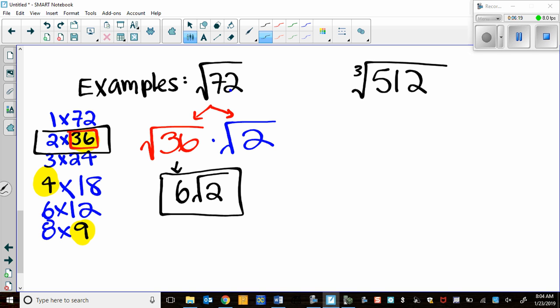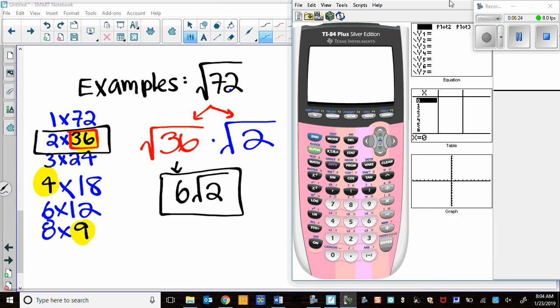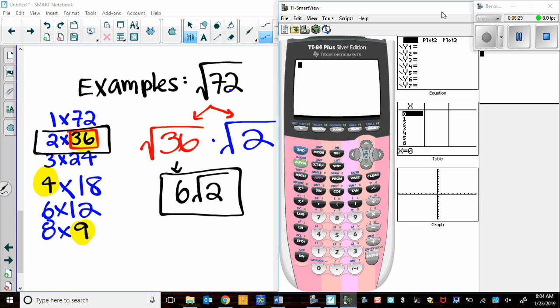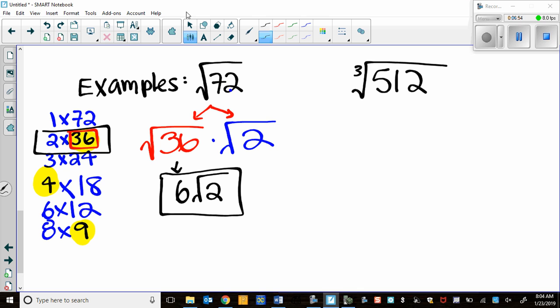If you want to check to make sure that you did it right, go to your calculator. I have the square root of 72 as my original number. So if I put the square root of 72 in my calculator, I will get 8.4852, blah, blah, blah. Now, if I put my simplified answer, which would be 6 times the square root of 2, I will get the exact same decimal. That's how you know you did it correct. Okay? Let's do one more problem.